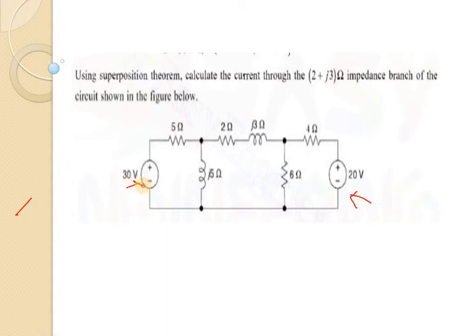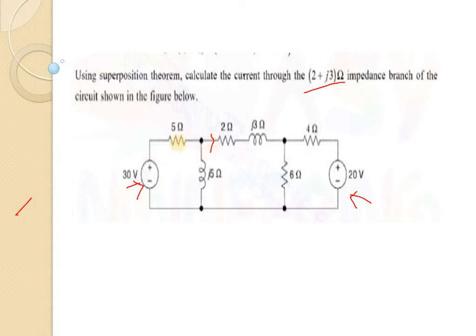So when we consider one source, as per the superposition theorem, that one source will be acting and all the other sources will be deactivated by their internal resistance. So when the 30 volt source is acting, I will deactivate the 20 volt source, and when the 20 volt source is acting, I will deactivate the 30 volt source. Then we have to find the current through the 2 plus J3 ohm branch.